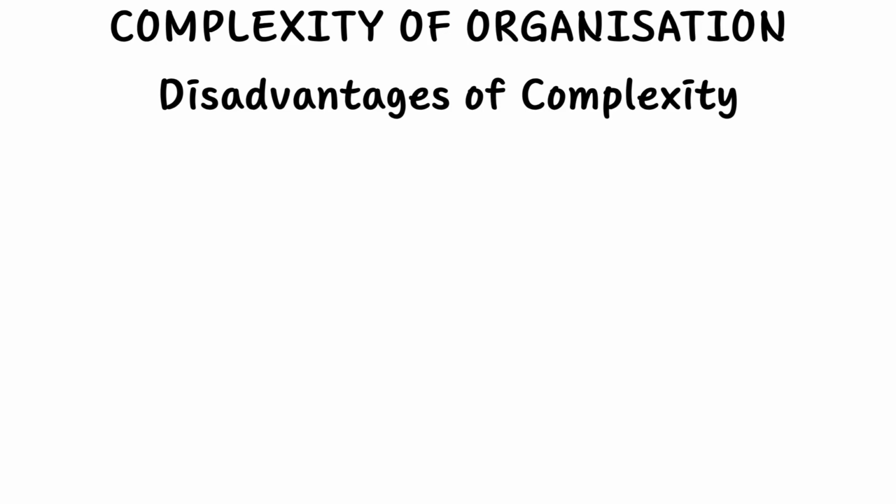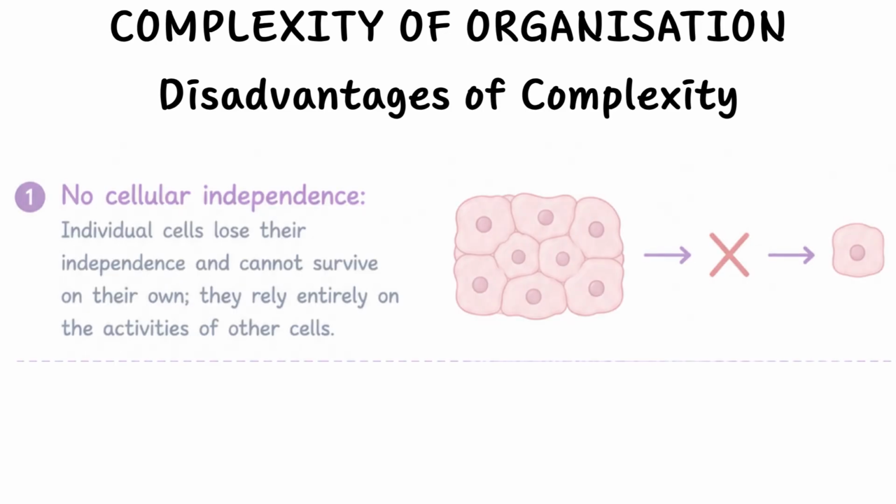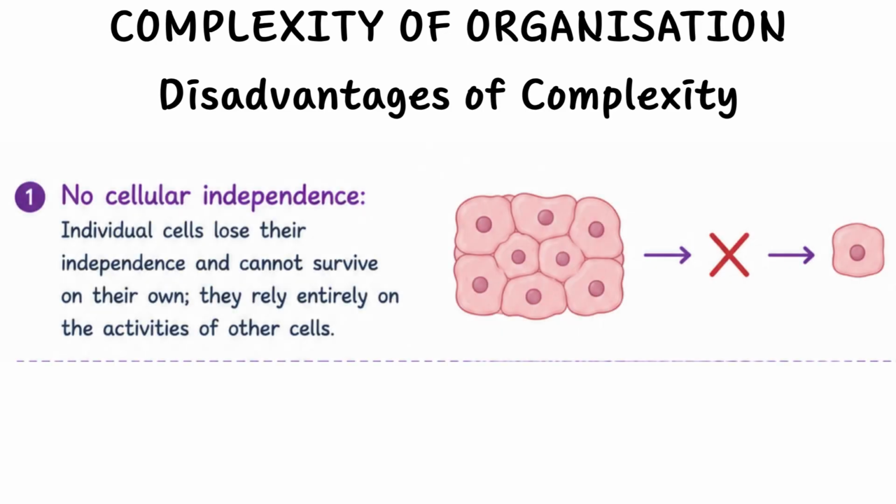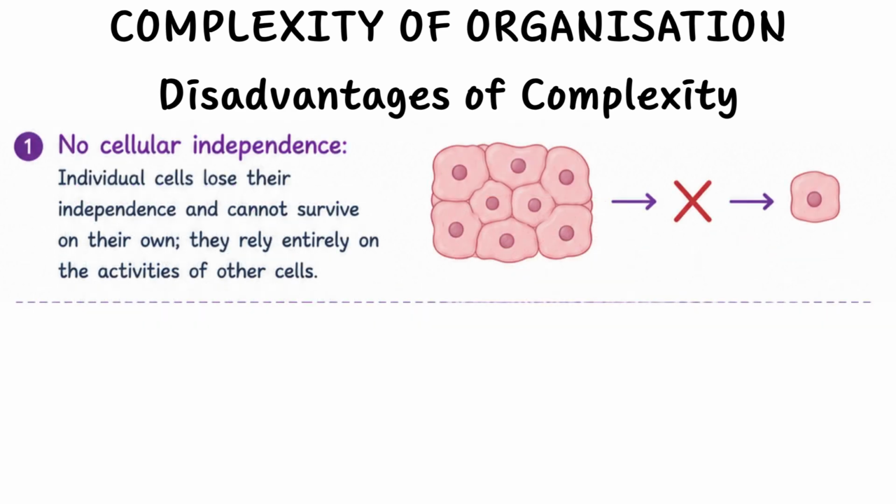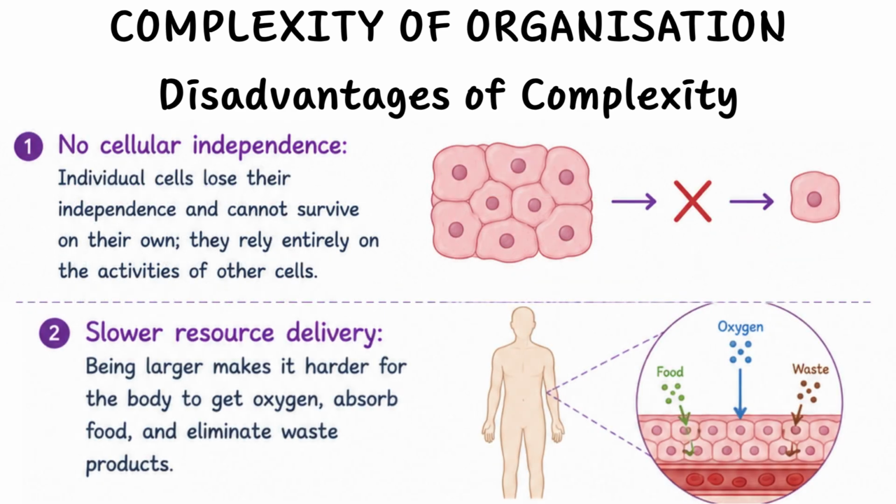The more complex an organism is, there is no cellular independence. Individual cells lose their independence and cannot survive on their own. They rely entirely on the activities of other cells. When an organism becomes more complex, there is slower resource delivery. So being larger makes it harder for the body to get oxygen, to absorb food, and to eliminate waste.